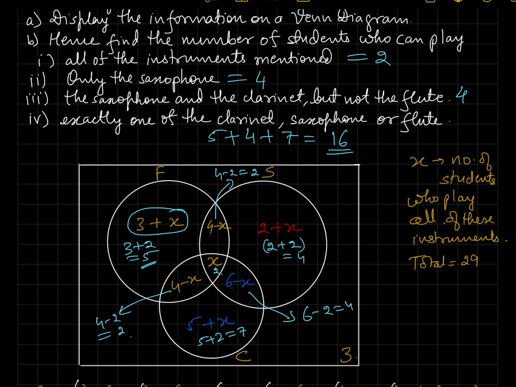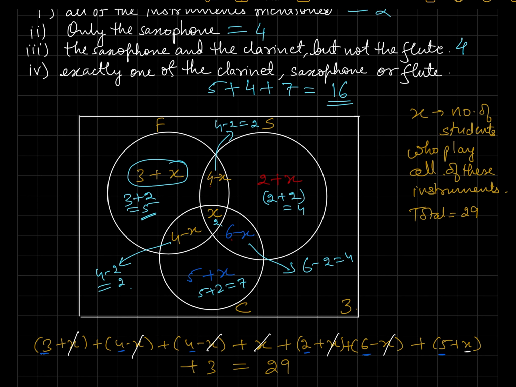So this is how we can calculate all the numbers of students required from a Venn diagram. Hope you understood. Keep practicing.